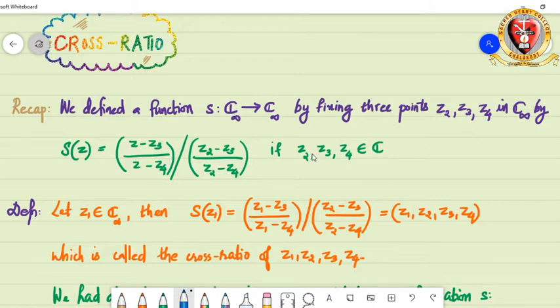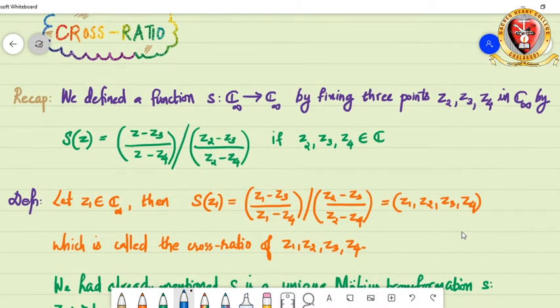And when they were taking the value infinity, we had redefined S of z for those three. That is, when z2 is equal to infinity, when z3 is equal to infinity, and z4 is equal to infinity, we had defined it simultaneously. So using this definition, we are going to define cross ratio.